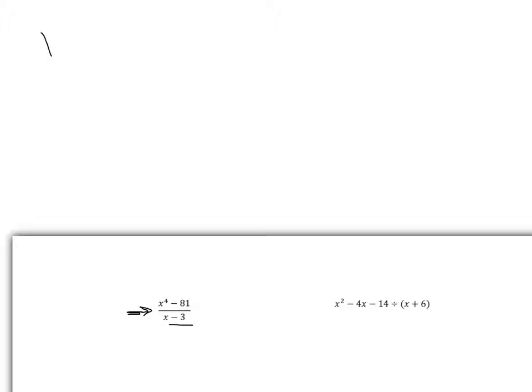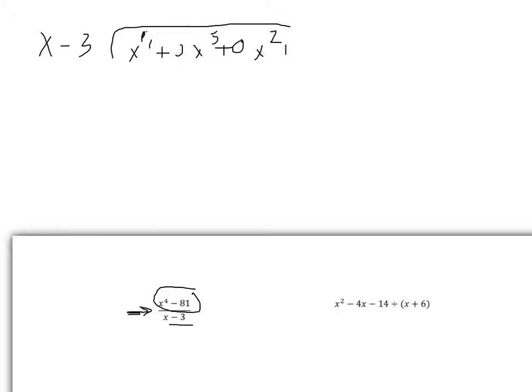And what we need to also do is, a long time ago, there was a thing we had to do where we had to put in all the missing terms in a polynomial, and we need to do that for this right here. That is, we have an x to the fourth, but we have 0x cubed, and we have 0x squared, and we have 0x, and we have minus 81. Now, we need to do this in order to make sure that everything lines up nicely.